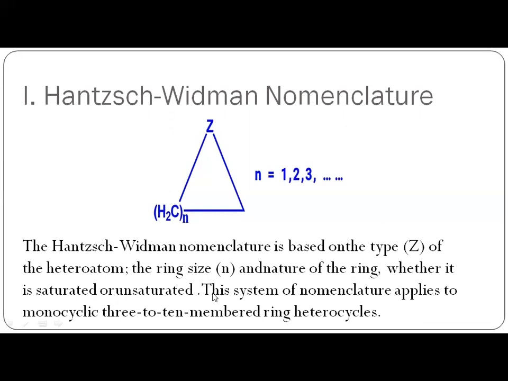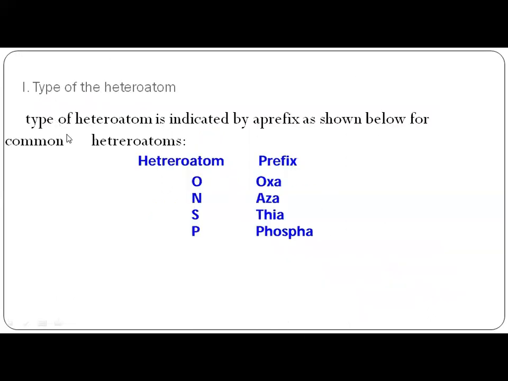This nomenclature system applies to monocyclic 3 to 10 membered ring heterocycles. We can apply this Hantzsch-Widman nomenclature system to monocyclic 3 to 10 membered heterocyclic compounds. Okay, let's go to the next, which is the types of heteroatoms and their prefixes.